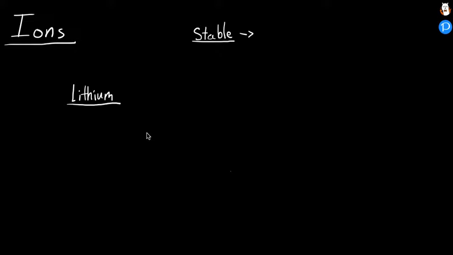We're going to learn about what ions are, how they're formed, and then the trends in the periodic table that we see with ions. So, first of all, let's talk about what the heck an ion is. And to do that, we're going to use this example of a lithium atom.